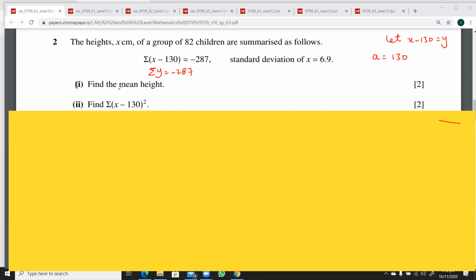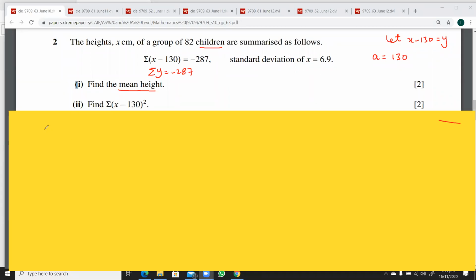Now, when it says find the mean height of these 82 children over here, there is this y and then there is this x. Which one is coded, x or y? Which one is representing the coded data, x or y? Y. Yeah, y is your coded data, okay?